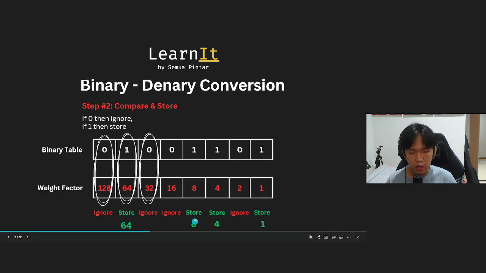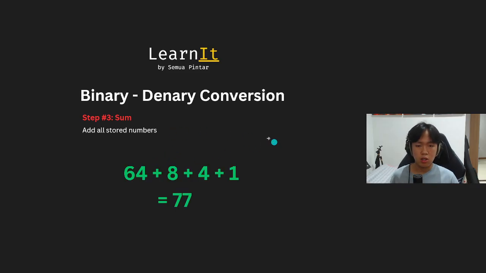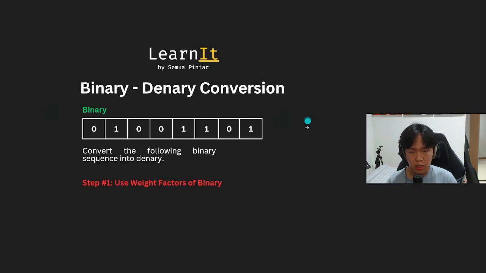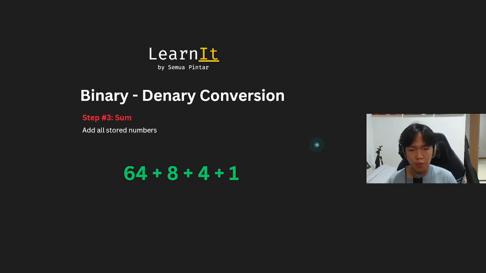So now you have these 4 numbers. And what do you exactly do with them? That's where the third step comes in. This is where we sum up all of the stored numbers. After we have all of the numbers, we just need to sum them up. And then there's your result. So the binary number 01001101 will result in a denary of 77. That's pretty much how you convert binary to denary.